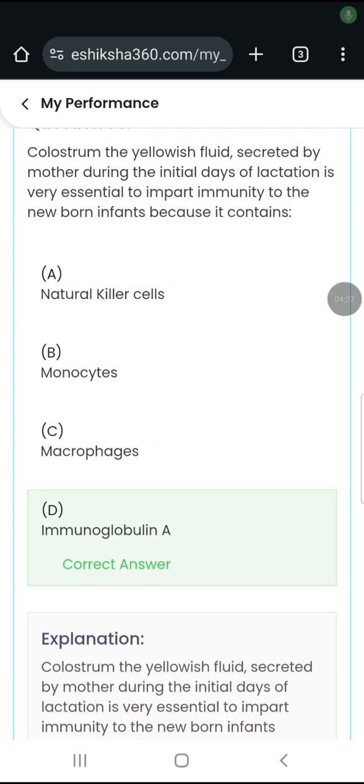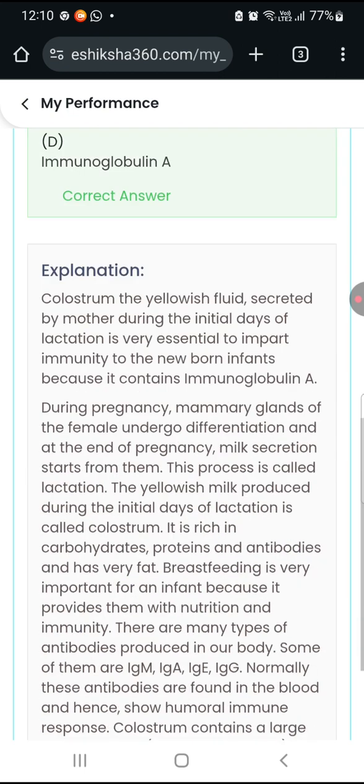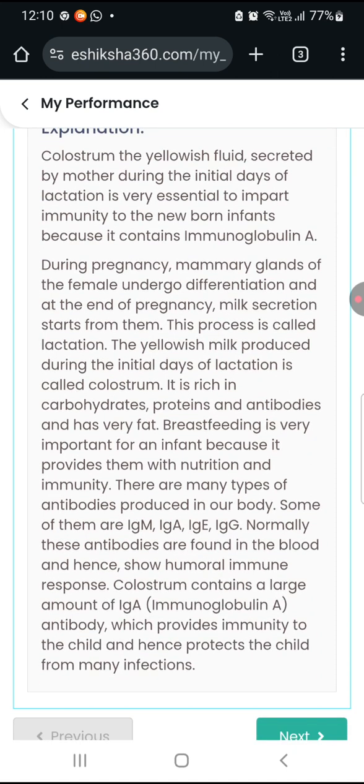Colostrum, the yellowish fluid secreted by the mother during the initial days of lactation, is very essential to impart immunity to the newborn infants because it contains immunoglobulin A. Explanation: colostrum, the yellowish fluid secreted by the mother during the initial days of lactation, is very essential to impart immunity to the newborn infants because it contains immunoglobulin A.